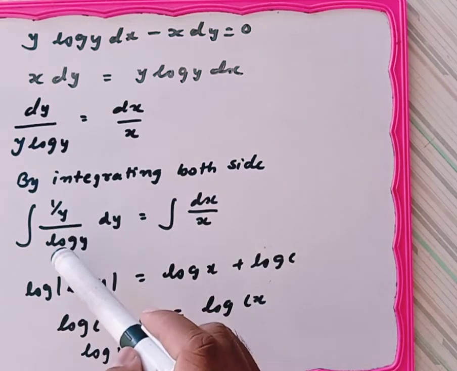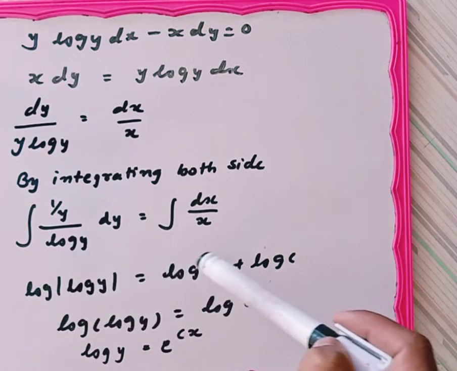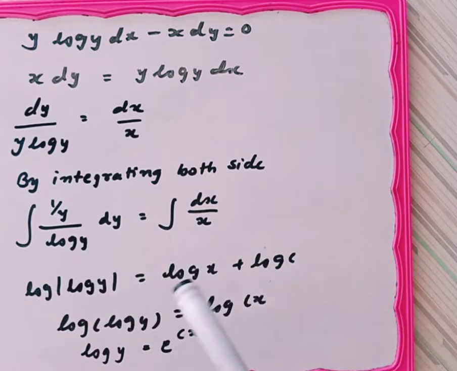So here f dash x upon fx, so its integration will be log of log y equals log x plus log c. So we can write log of log y equals log cx. So we remove the log on both sides, then log y equals e raised to cx is the answer.